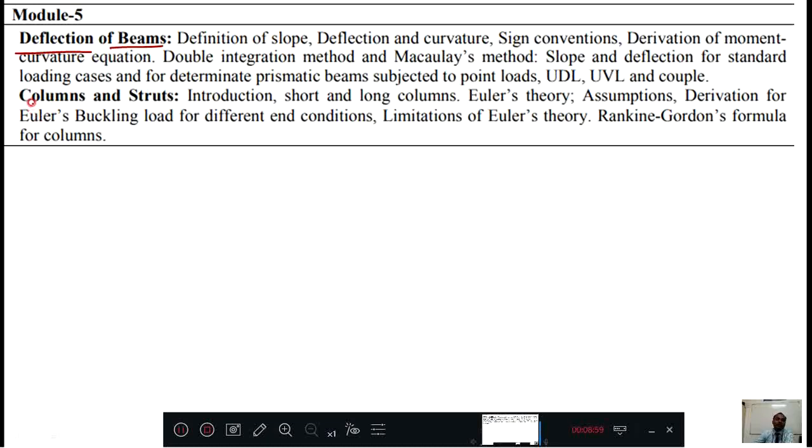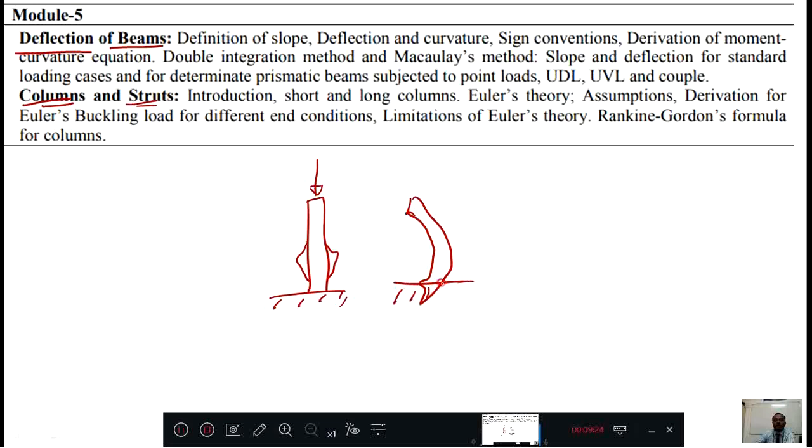And we are going to study even columns and struts. Columns are vertical members, and when I apply some forces on these vertical members, how will they resist, how is the failure going to occur in the column, whether it will crush and fail, or whether it will buckle, or bulge and fail, or sometimes it may buckle like this and fail. How it is going to fail, that failure analysis, or how much force is required to make it fail, that we are going to study in columns and struts.